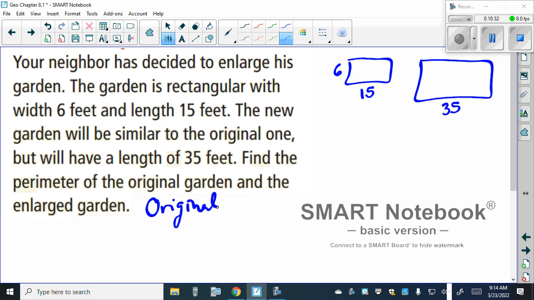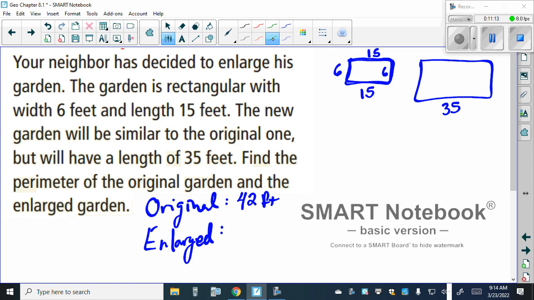So, original. To find the perimeter of the original, we're just adding all the side lengths together. And this would be 6 and 15. Well, 15 and 15 is 30. 6 and 6 is 12, which would give us a perimeter of 42 feet.